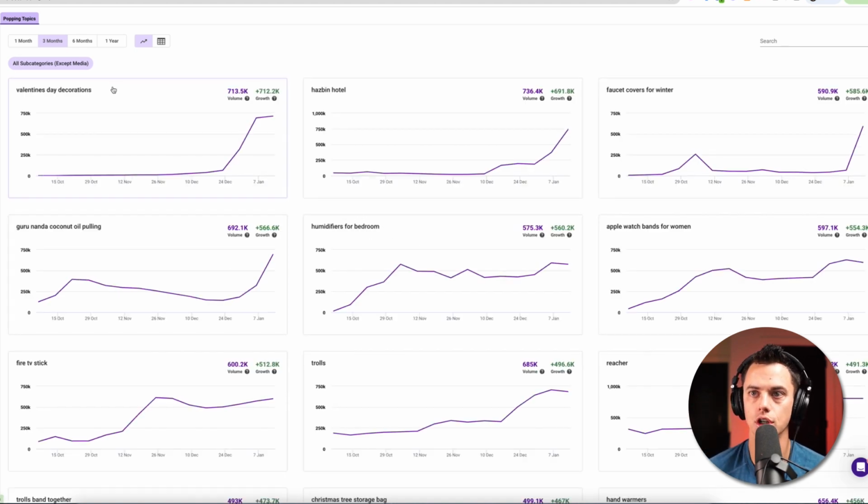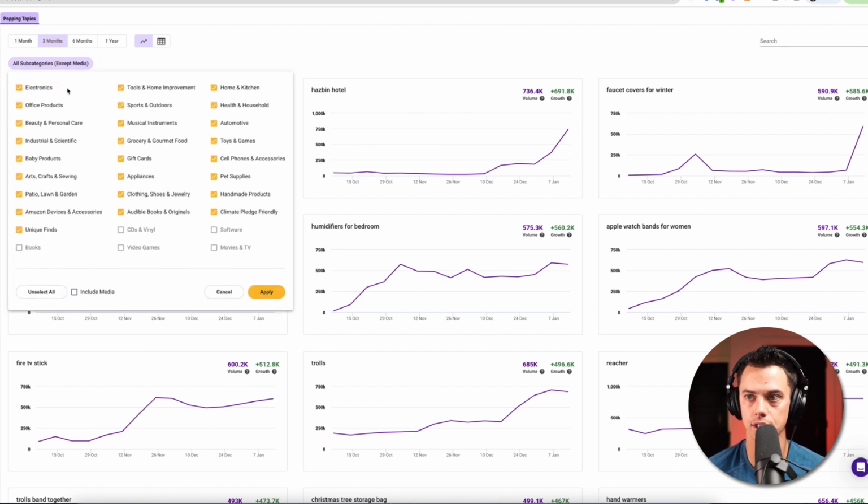Off the bat, it's going to load popping topics for all subcategories. So if I click on this little subcategories, you're going to see all the different subcategories on Amazon, except media, obviously. So we can unselect all and just look in certain categories. If, let's say, your brand is in automotive or your brand is in sports and outdoors, we could only look at specific categories. So that'd be a good thing to do.